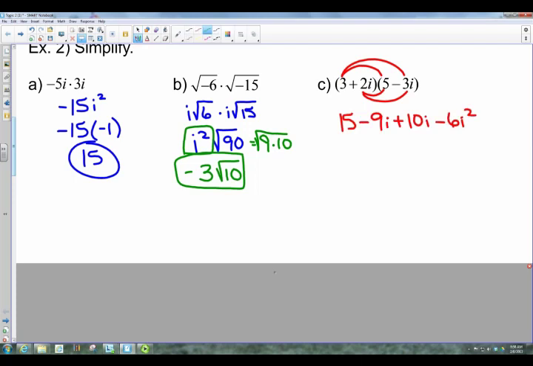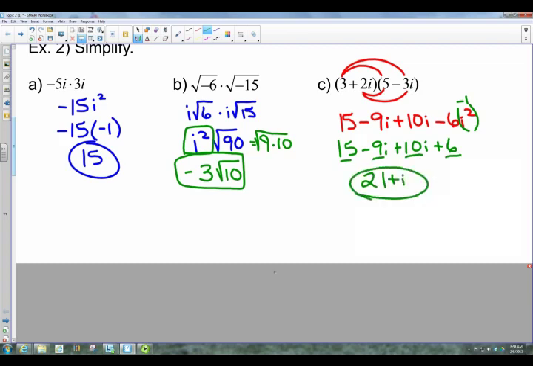Well, from a property we've seen, we know that this i squared turns into a negative 1. So if I rewrite that with that fact, and I'm going to hold off in just a second for combining like terms, the negative 6 and the negative 1 turn into a positive 6. And so it's just going to change that sign. That's what an i squared does. It becomes a negative 1, changes the sign. And now I have some like terms. So I have a 15 and a 6, that's 21. You have a negative 9i and a positive 10i, that's positive i. There's your solution, and you're done.